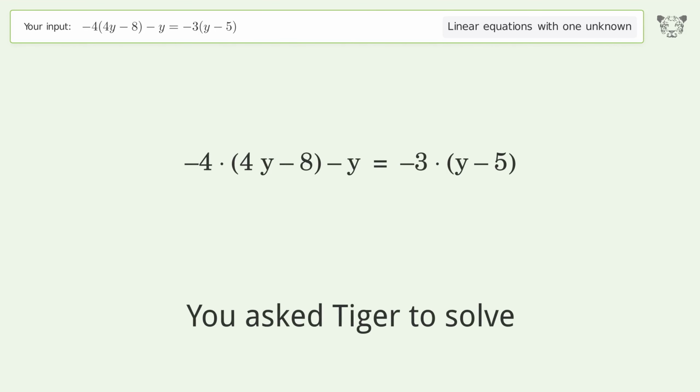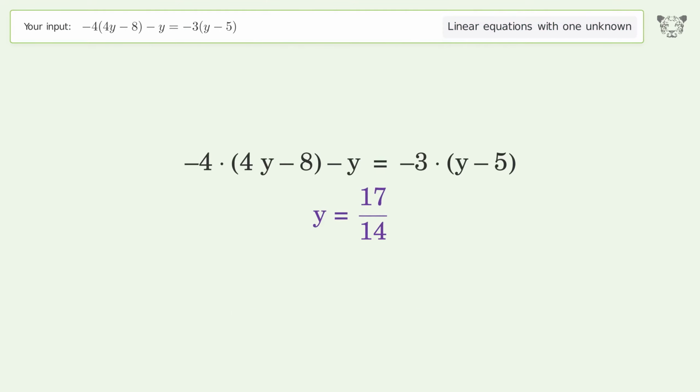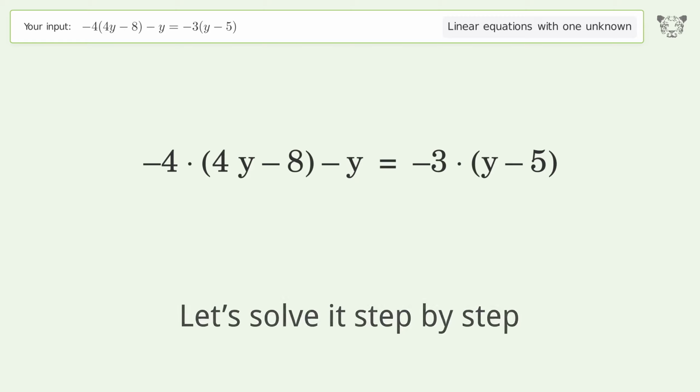You asked to solve this. This deals with linear equations with one unknown. The final result is y equals 17/14. Let's solve it step by step.